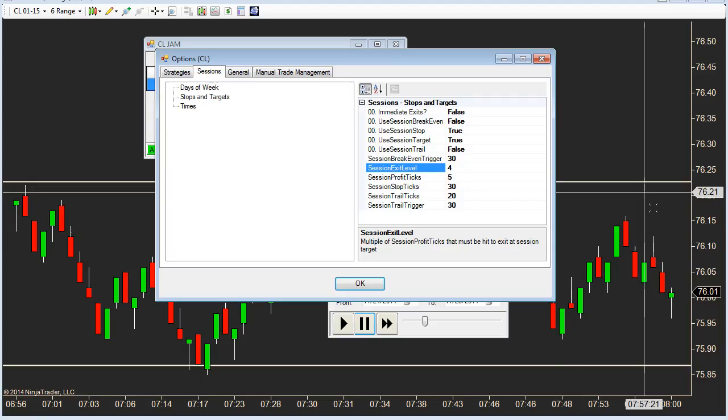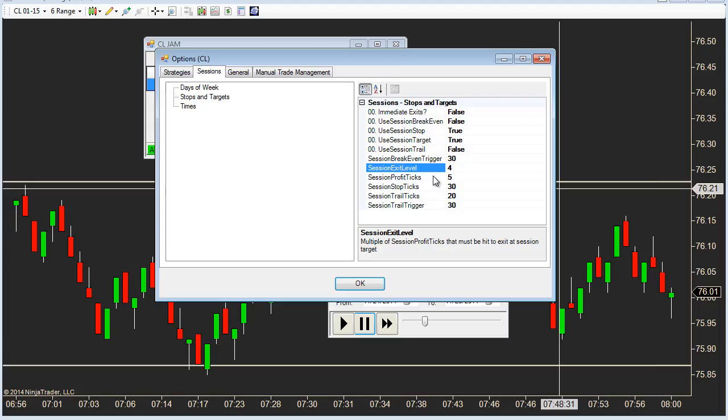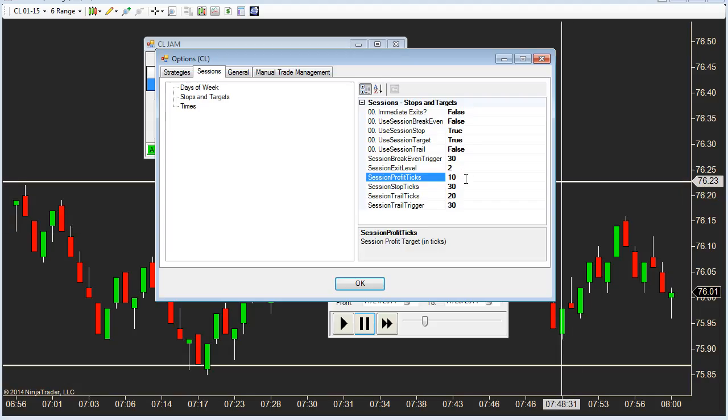1, 2, 3, 4. However, if I run the session profit ticks on 10 times 4 is 40. Now I'm telling it I want 40 ticks on the day. But I really only want 20, so I can come back in here and set this to 2. Now I'll get session exit level 2, 1 and 2 for 10 ticks each. So let's see how that looks.